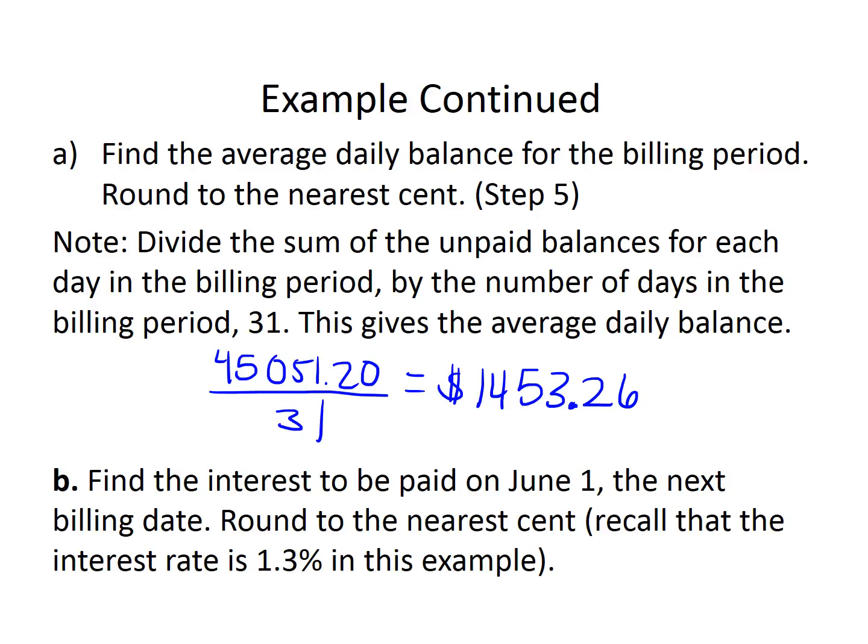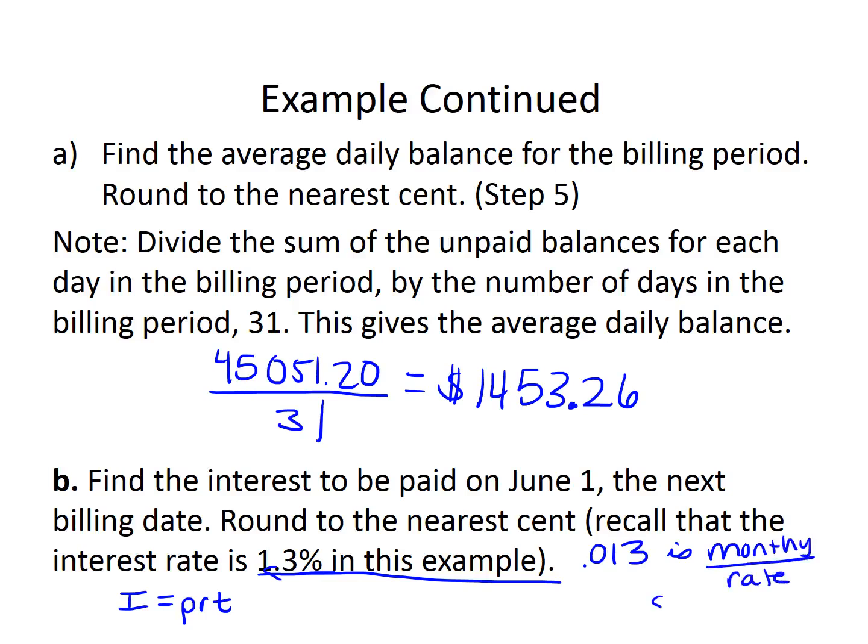Then you find the interest to be paid. We're going to use the average daily balance to find the interest paid. And if you notice, it depends on if you made the big purchase at the beginning of the month, that type of thing. So remember that I equals PRT, but this rate is a monthly rate, not our annual rate. So use T equals 1 month.